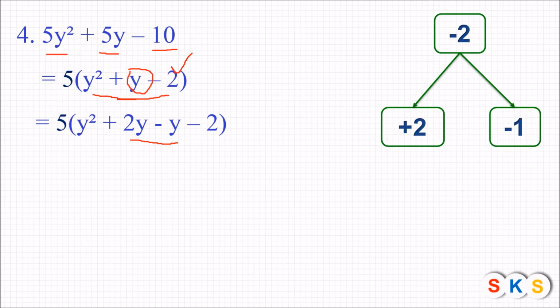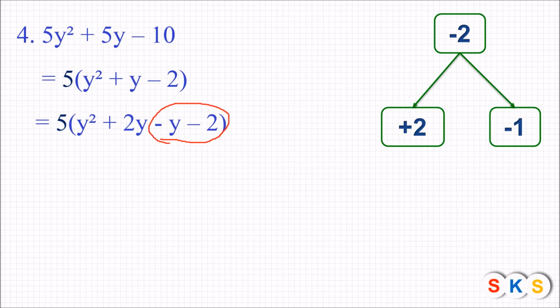After splitting the middle term, we will make a group of binomial. This is your first group and this is your second group. What is common in the first group over here? y square means y into y, and 2y means 2 into y. So what is common in this group? y is common. And what is common in the next group?